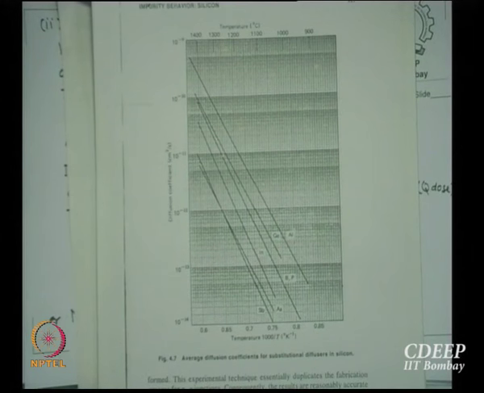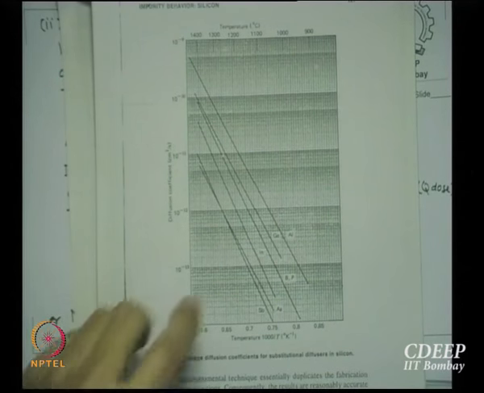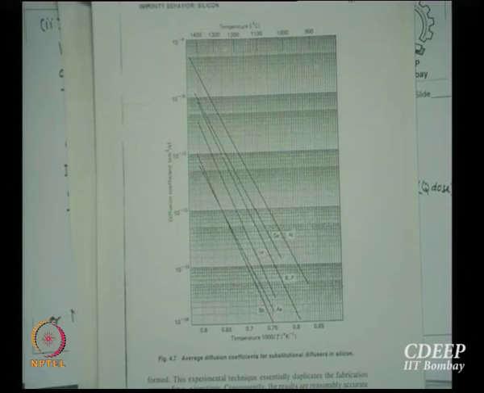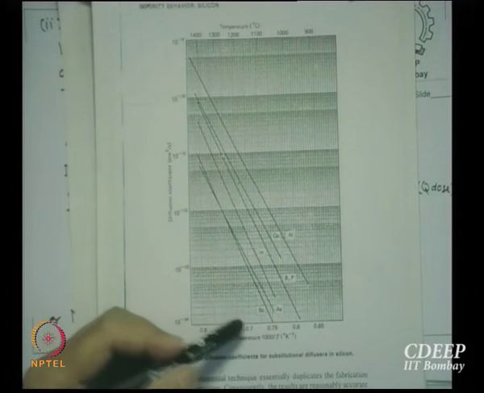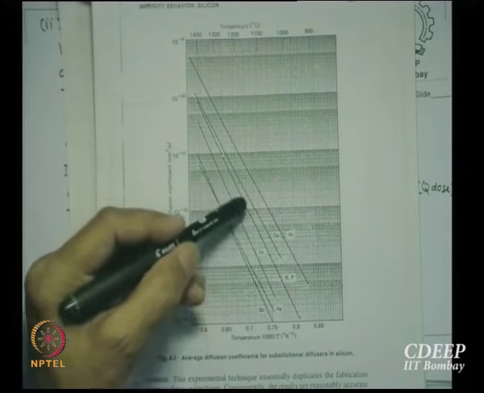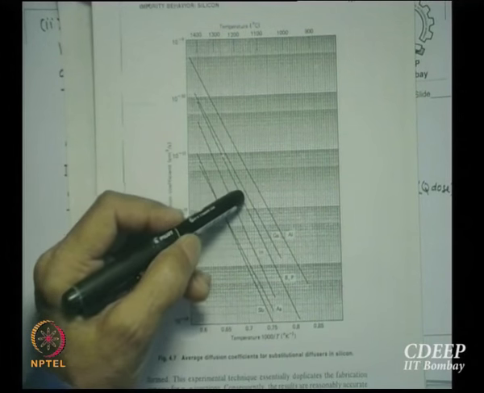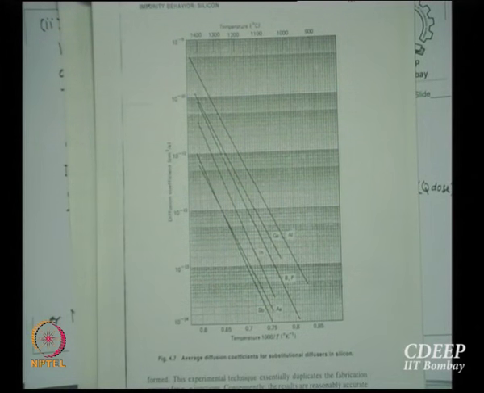Please remember, this is plotted against 1000 by T. T is in Kelvin, is that clear? So T has to be, say, 1000 degrees Celsius means 1273 Kelvin. So take the ratio 1000 by 1273 to get this number, 0.7, 0.8 kind of thing. Then whichever impurity you are looking at, let's say phosphorus, boron and phosphorus have the same diffusion coefficient. So let's say it is 0.7. You go on this graph, and somewhere here it hits, and measure the diffusion coefficient for this.